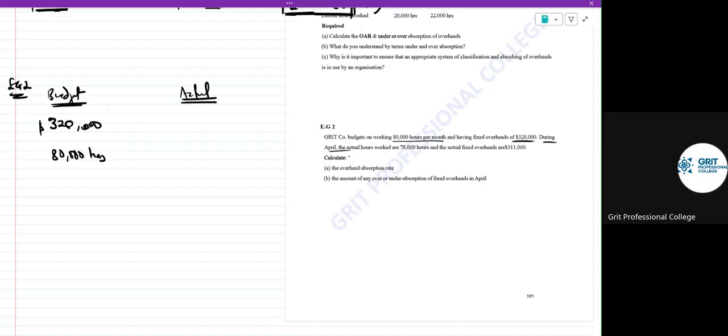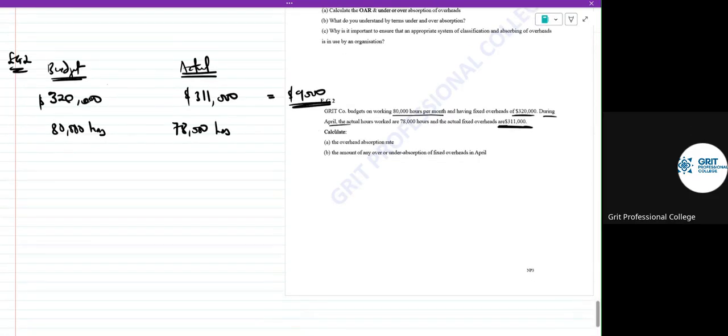Then we have actual information. It says in April, the actual hours which we worked were less, 78,000 hours. And then the actual fixed overheads which we incurred were 311,000, which makes sense. The fewer hours you actually work, if your costs are low, they make sense. So what will be the difference between these two? That'll be some $9,000.